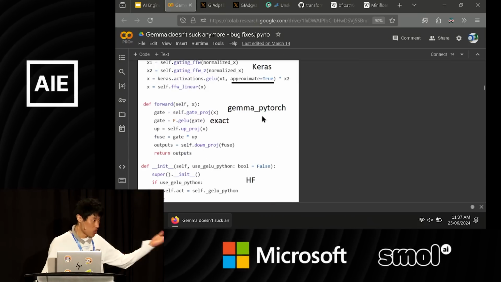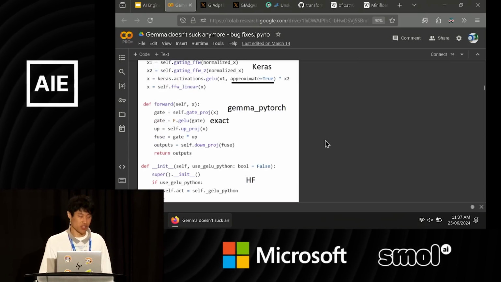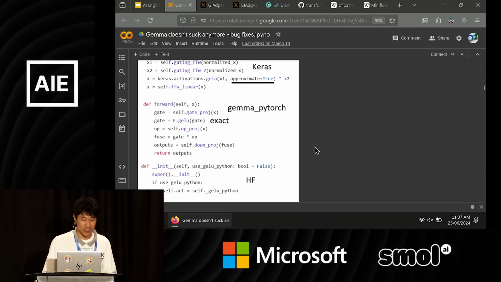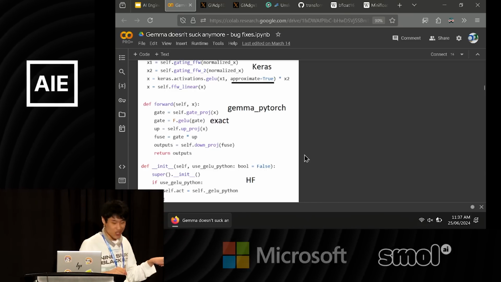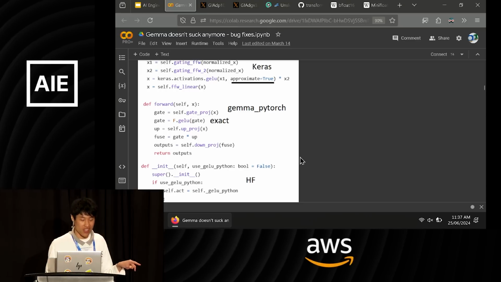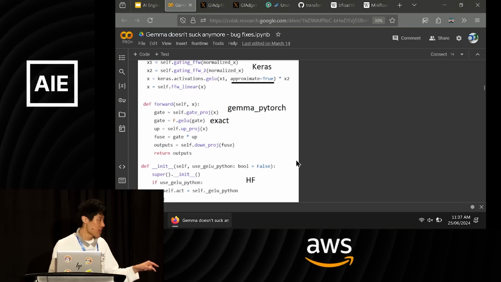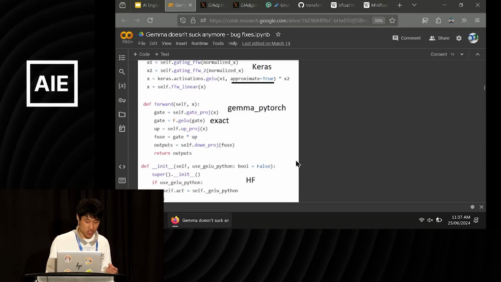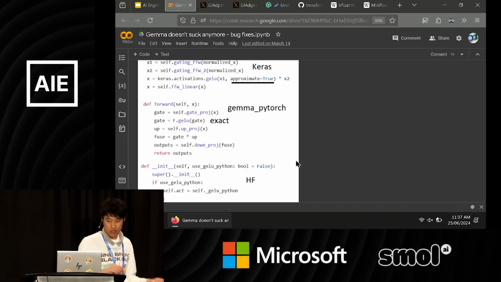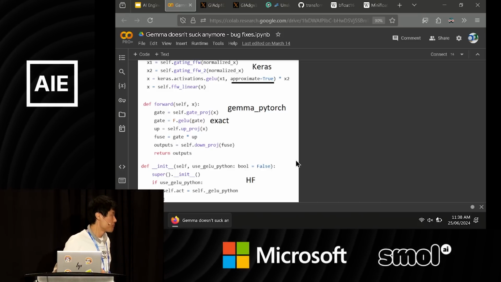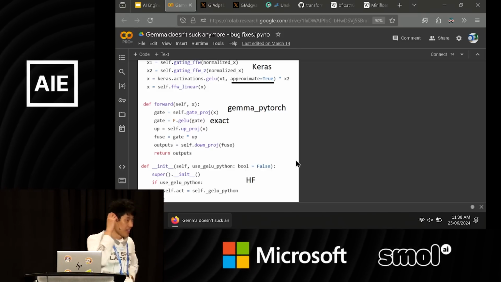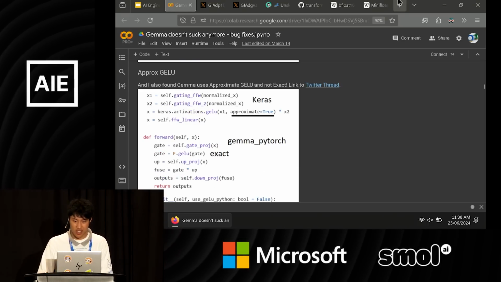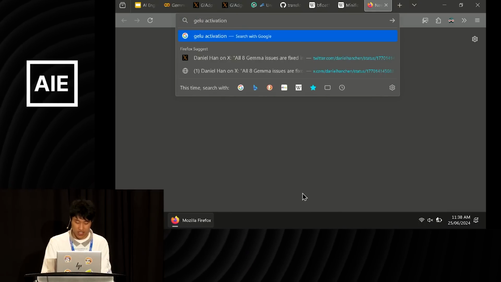And the GELU one, which we described before, was the first bug that we found. Actually, I think this is the main reason why we were trying to look through bugs: we found there is a bug in GELU, in the activation function. The point is Keras used approximate GELU. The PyTorch version used exact GELU, and Hugging Face also used exact GELU. Which one is the correct one? Is the exact GELU correct? Is the approximate GELU correct? What's the difference between exact and approximate GELU?